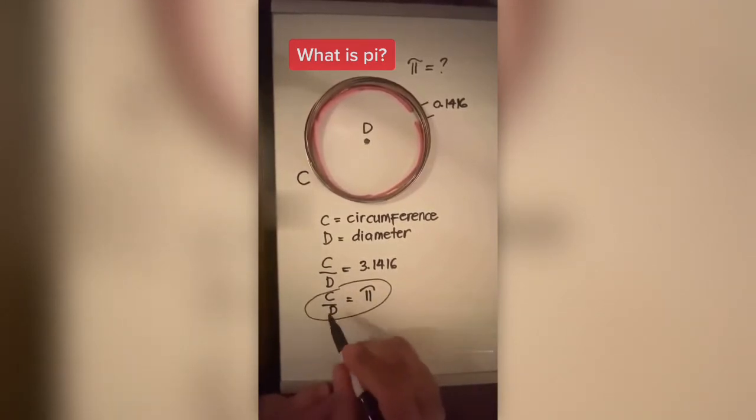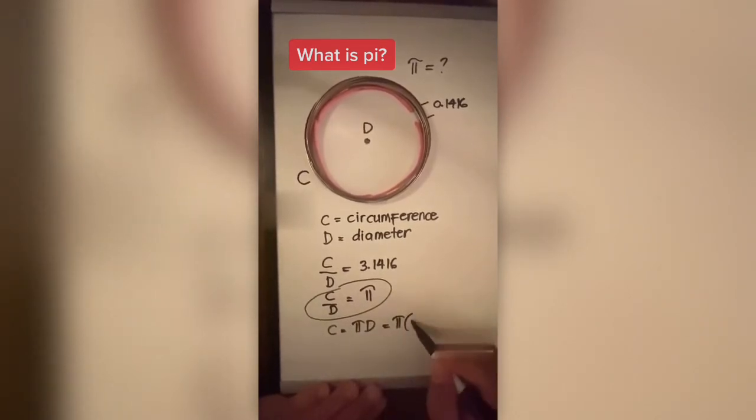From this equation, we can derive the formula for the circumference. Circumference is equal to pi times d, or pi times 2 of the radius. And we can rewrite it as the circumference equal to 2 pi r.